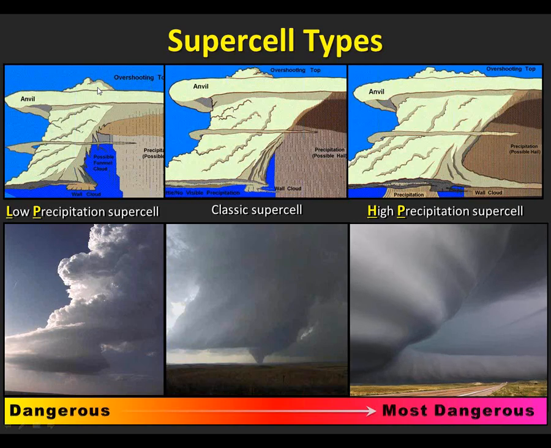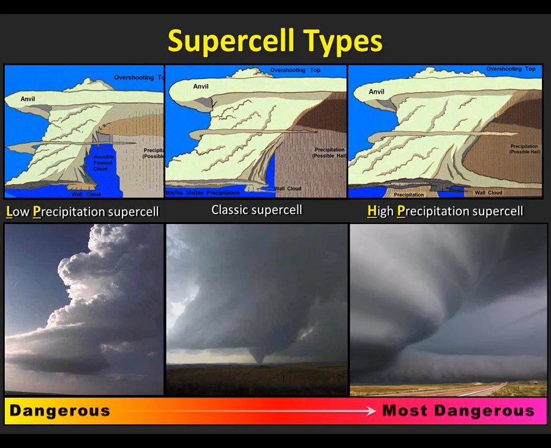All right. So before we get into the nitty-gritty here, there are three main types of supercells. We have low precipitation or LP supercells. Those tend to be very picturesque, very beautiful storms. They kind of look like a barber pole. You can see in the image there at bottom left, and they tend to be less likely to produce tornadoes. A lot of times the cloud bases with these are quite high.